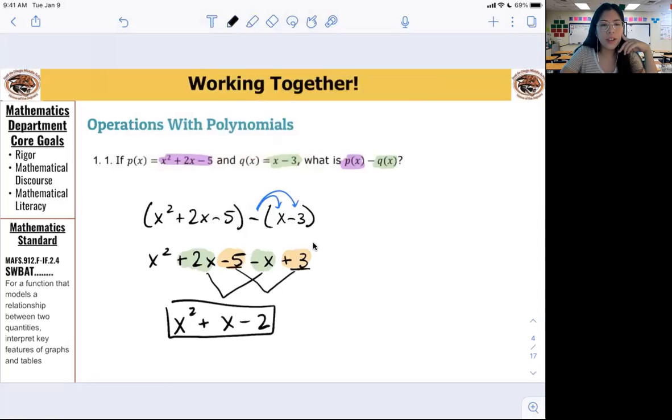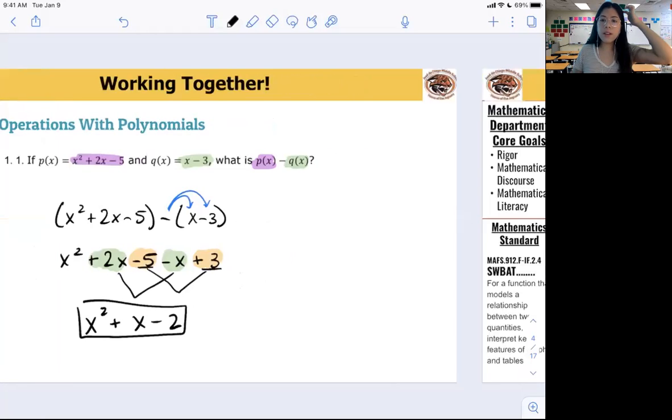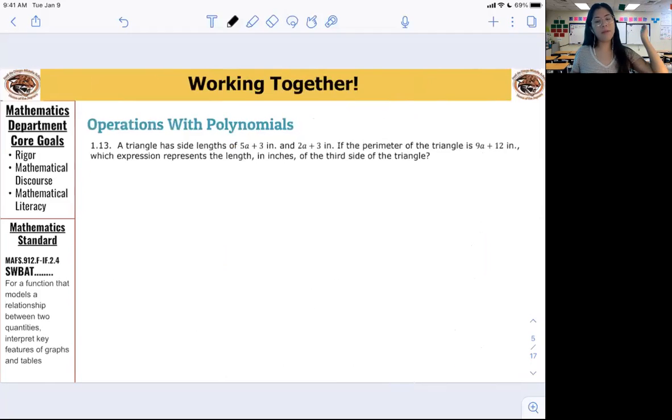All right, so questions on this one? Any questions at all? So this is kind of how we'd subtract. We should feel pretty good about subtraction at this point. Questions? Awesome. All right. Next up, this time I have a word problem.